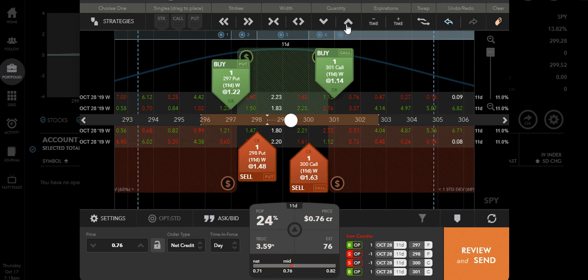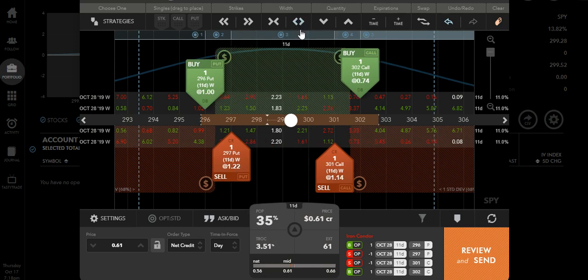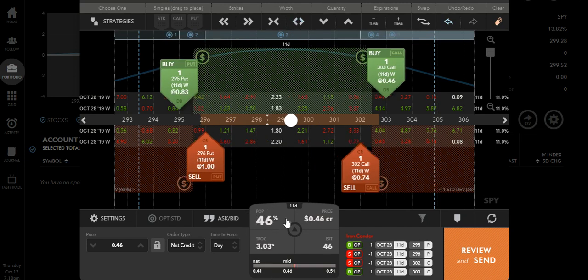Usually I try and get in and out of these trades in a week or less, with high probability of success. So you can see as we come into this brown area, our probability of profit down here is now only 24%, and we're going to go ahead and move these strike prices out. Now we're at 35%, 45%.